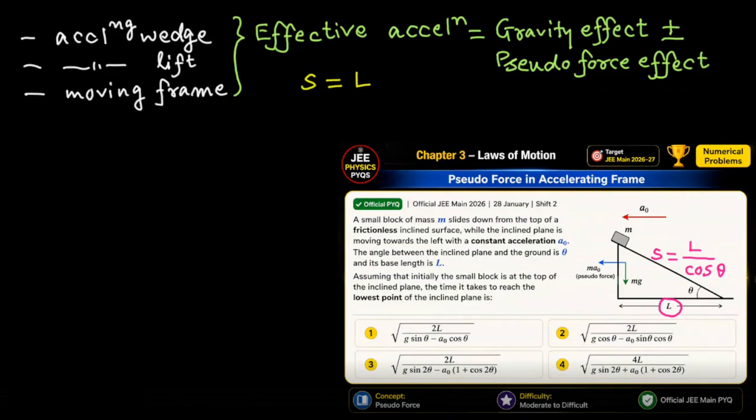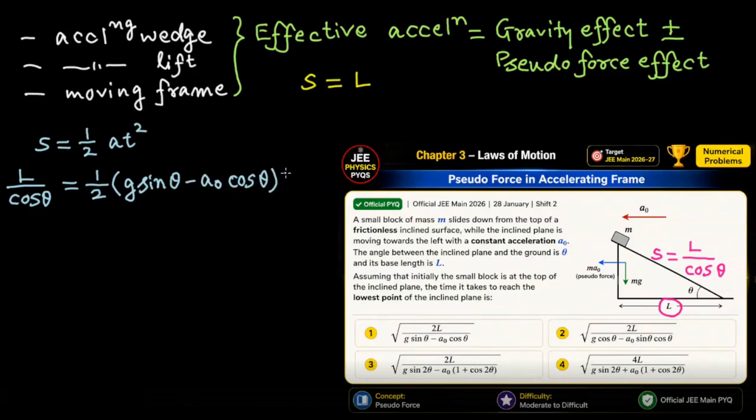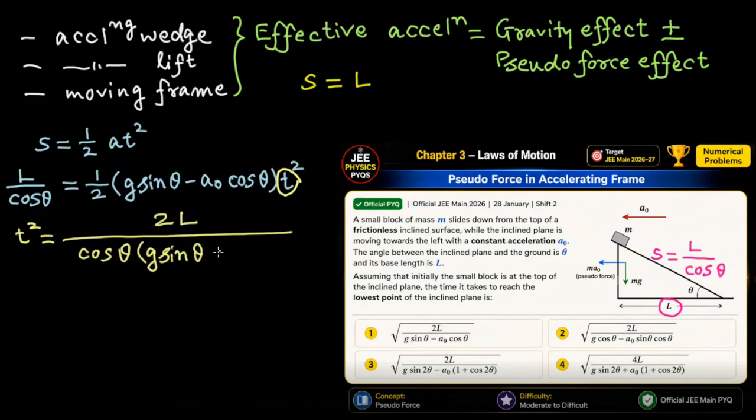Now let's apply the kinematics. Initially, the block starts from rest relative to the wedge. Therefore, use S equals half a t square. Substitute L by cos theta equals half into (g sin theta minus a0 cos theta) t square. Now isolate t. t square is 2L upon cos theta into (g sin theta minus a0 cos theta). Multiply numerator and denominator by 2 and take square root.